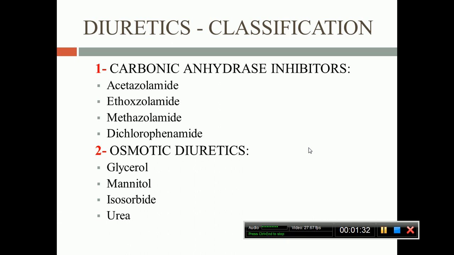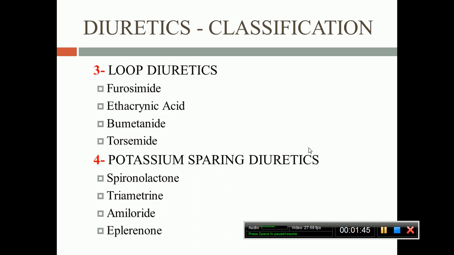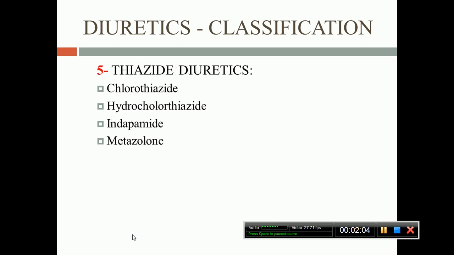While osmotic diuretics, as the name entails, have to do with osmosis. These include urea, glycerol, mannitol, and isosorbide. Then loop diuretics, the most famous and the most important drug in this class is furosemide. Then potassium sparing diuretics: we have spironolactone, triamterene, amiloride, and eplerenone. Then we have thiazide diuretics: chlorothiazide, hydrochlorothiazide, indapamide, and metolazone.